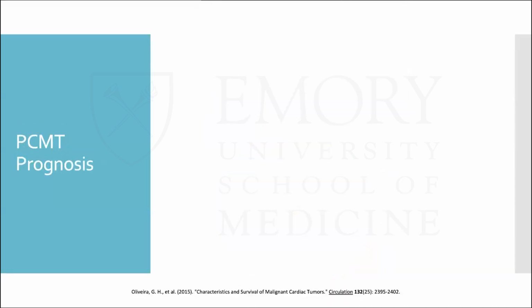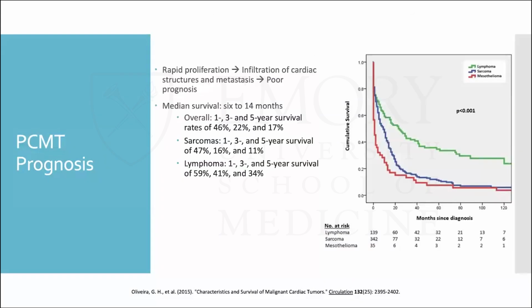Now for the prognosis of these tumors, as I alluded to earlier, these tumors rapidly proliferate, so they infiltrate a lot of cardiac structures. They have a high tendency to metastasize, and all this creates a milieu of very, very bad prognosis. This is actually data from SEER as well. As you can see in the Kaplan-Meier curve on the right, the survival of lymphoma, sarcomas, and mesotheliomas are abysmal.